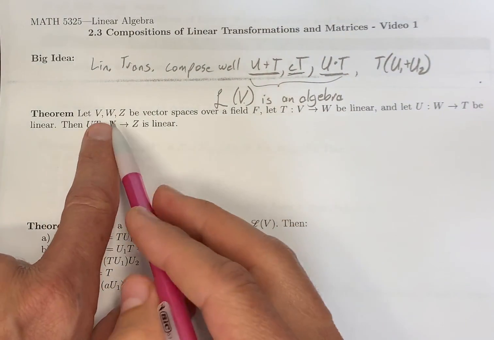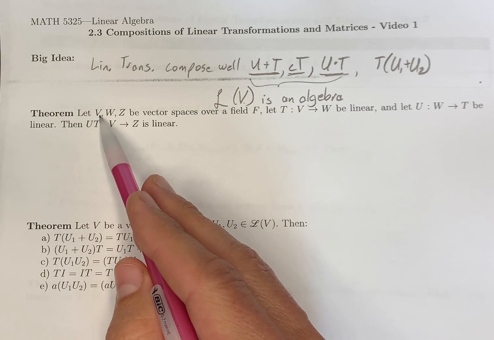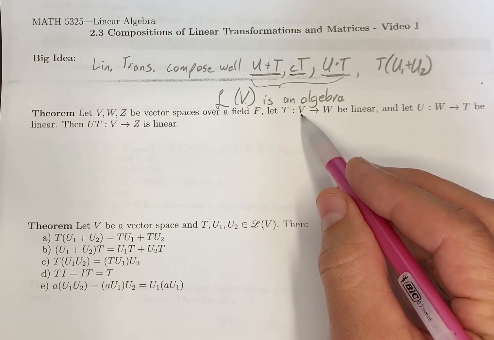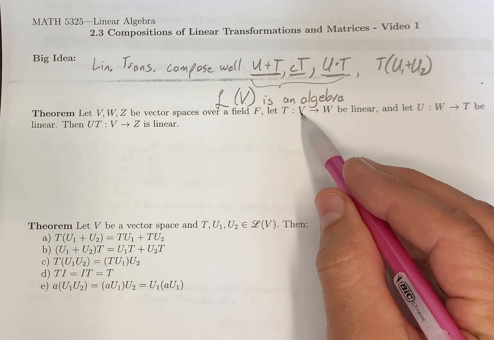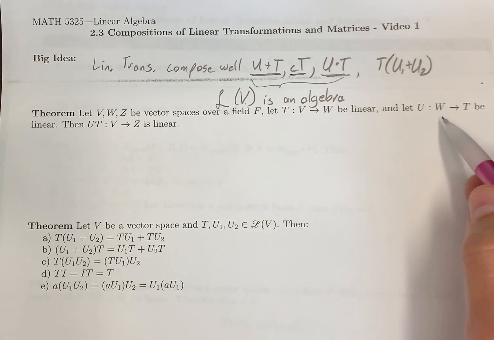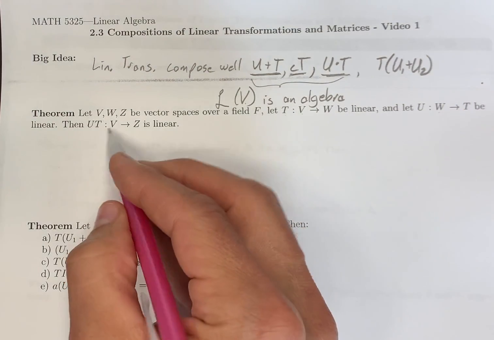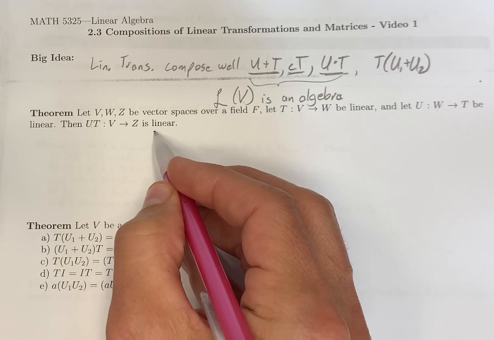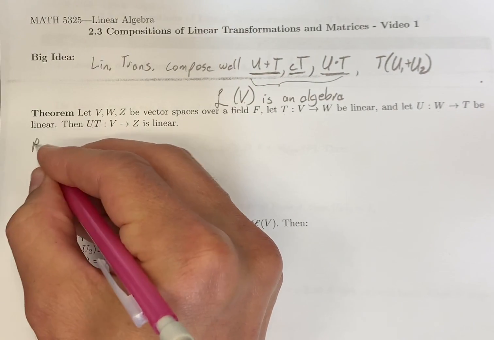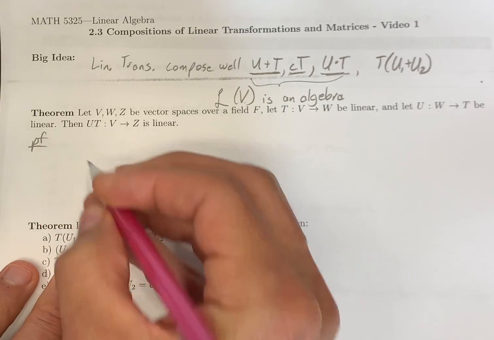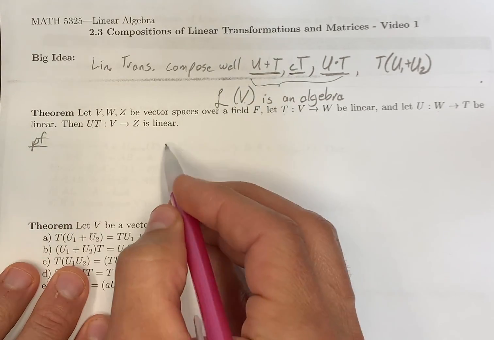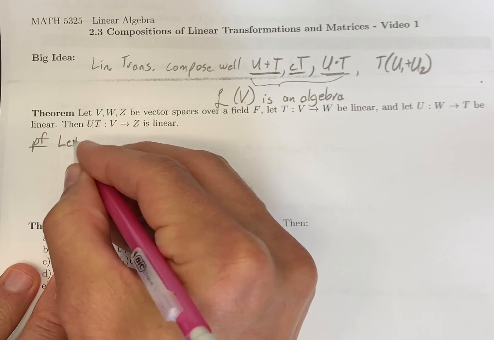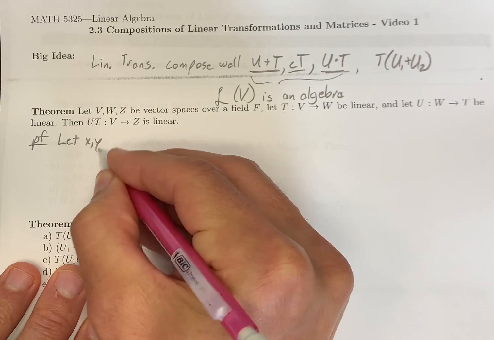The first theorem says if you have three vector spaces, V, W, and Z all over the same field, with T a linear transformation from V to W, and U a transformation from W to Z, then the composition UT from V to Z is also linear. And the proof is pretty straightforward. Remember, one way to show linearity is to show addition in one step and scaling in another step. Another way to do it is just to do them both in the same step.